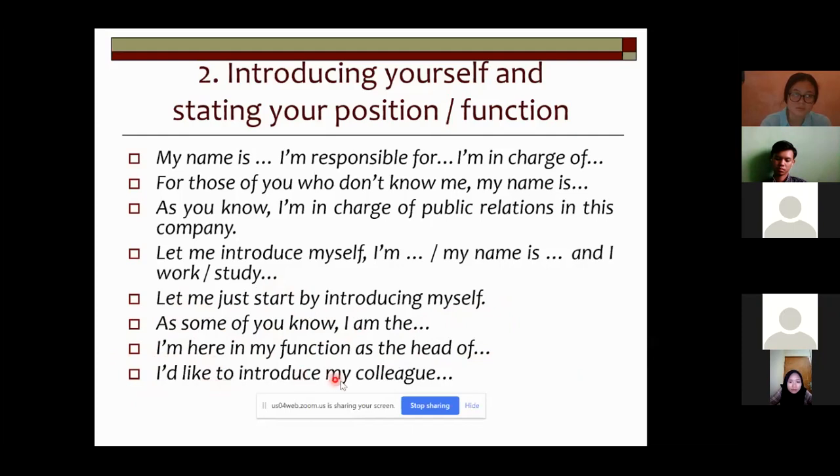Or, I'd like to introduce my colleague if you want to introduce your partner, even in a presentation. Because in a presentation, perhaps you will present with your partner, not only by yourself. So you may introduce your colleague or your partner here. So these statements are some expressions that you can use to introduce yourself and state your position or function. Okay.